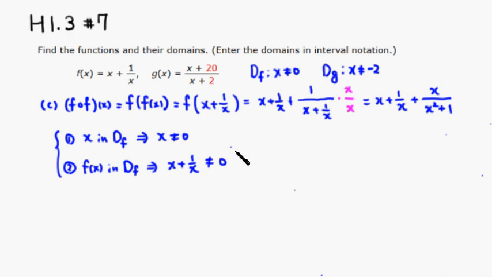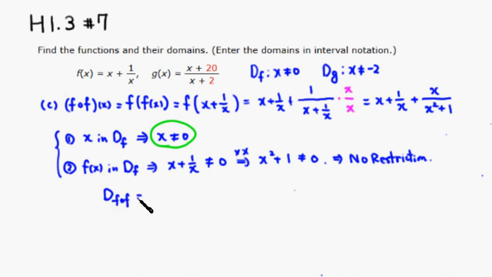right? So if you want, we can just multiply both sides by x. So x squared plus 1 cannot be equal to 0, right? But you can see that in this case, this is never 0. So x could be any real number. So there's no restriction here. Right? So the only restriction you would have is just this guy. So if you want to find the domain of f of f, that would be negative infinity to 0, skip 0, and then go all the way to positive infinity.